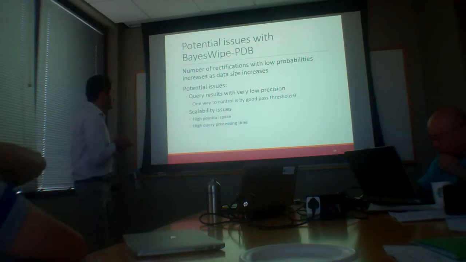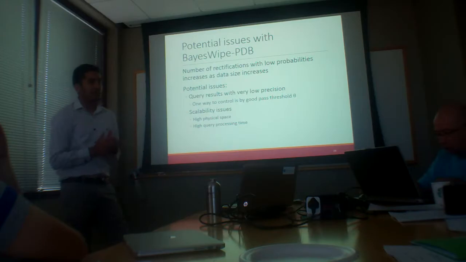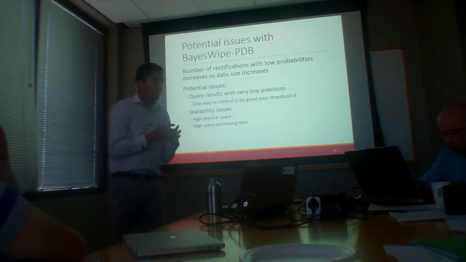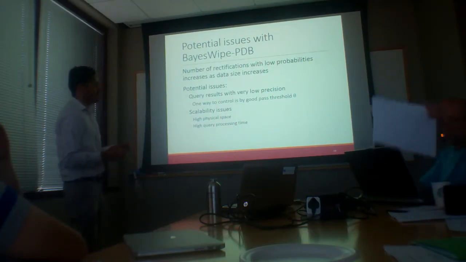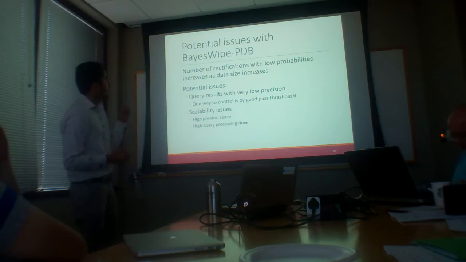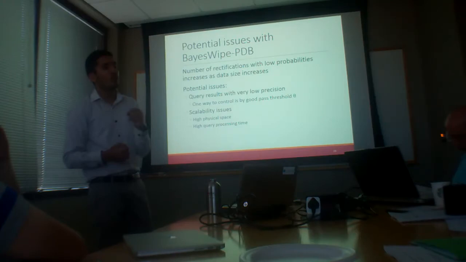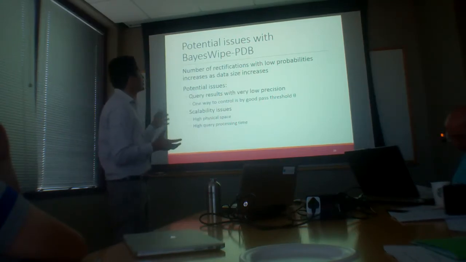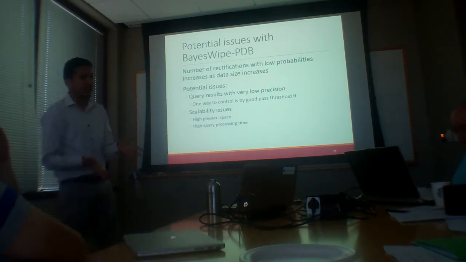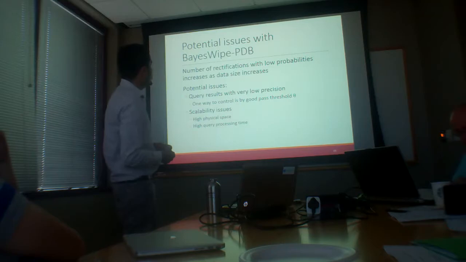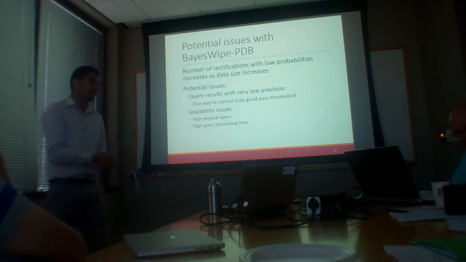As the data size increases, it is observed that BayesWipe will generate more T stars for a particular T. Since there can be only one true version, that means we are storing too many irrelevant rectifications into our probabilistic database. This can cause two potential issues. One issue is related to accuracy and another is related to scalability.